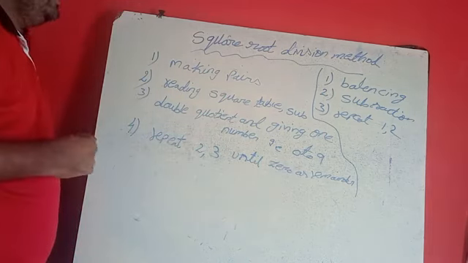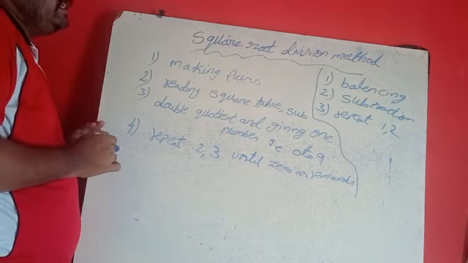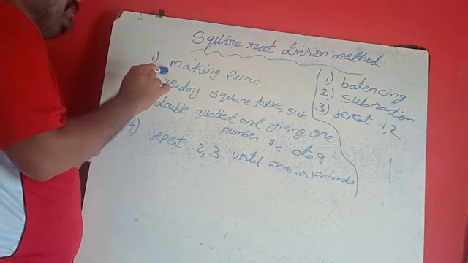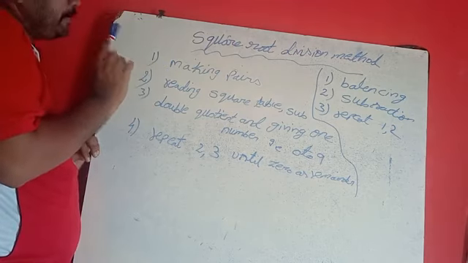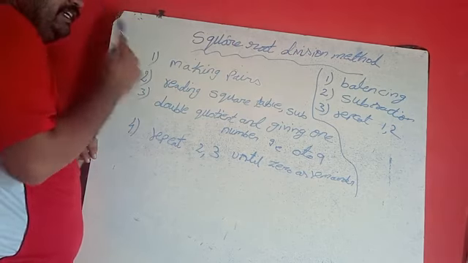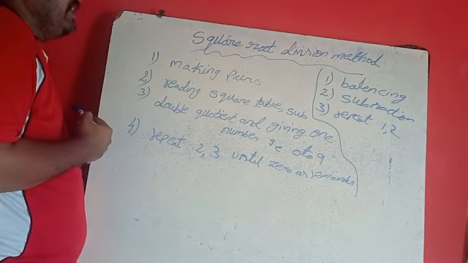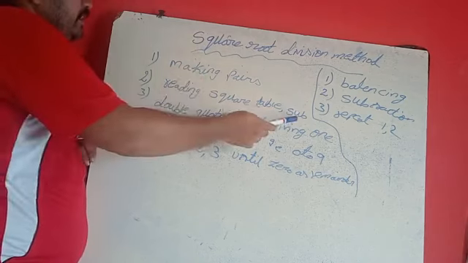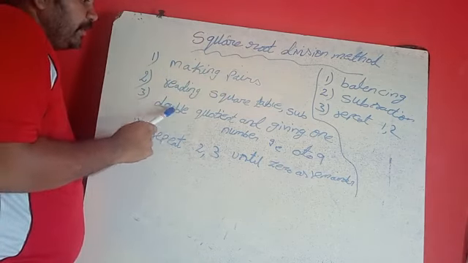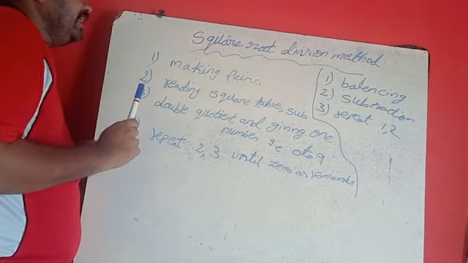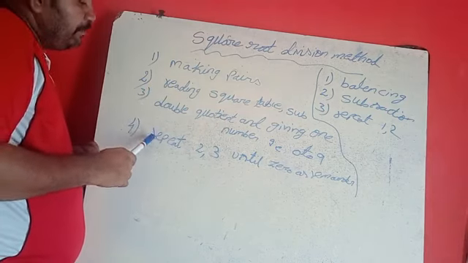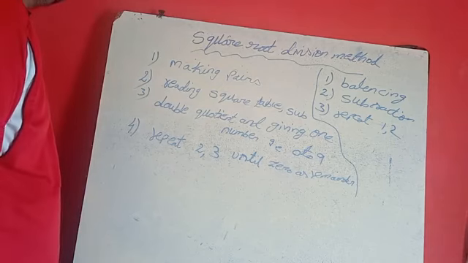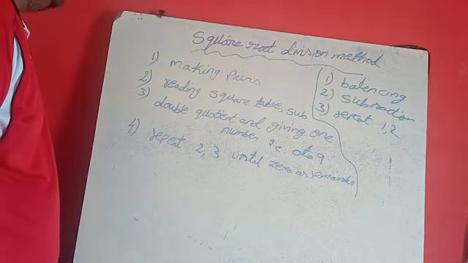So one number will be given for us. We have to take that number and make pairs from back to front. Then read the square table: how many times that square table fits, we take it and subtract. After that, double the quotient and give one number, from 0 to 9. Repeat 2 and 3 until 0 is the remainder. We have to keep following these rules until we get remainder 0.